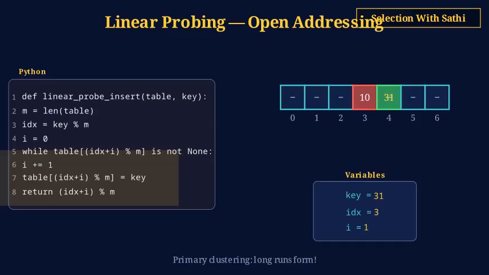The problem with linear probing is primary clustering. Long runs of occupied slots form, making future inserts slower. Load factor must stay below 1 for open addressing.